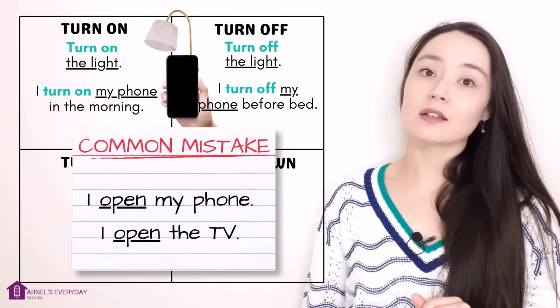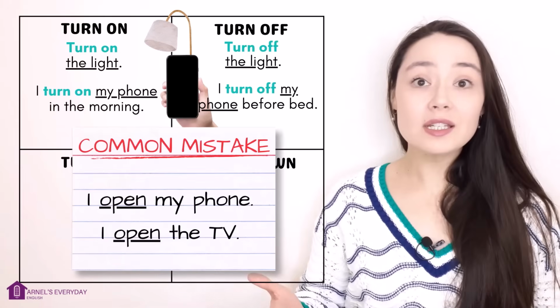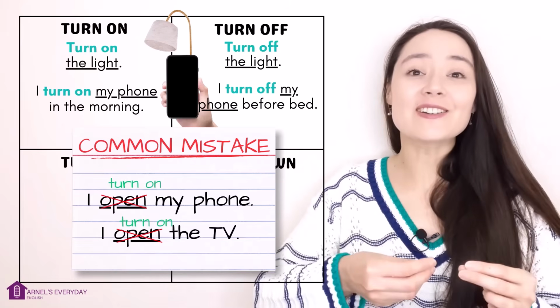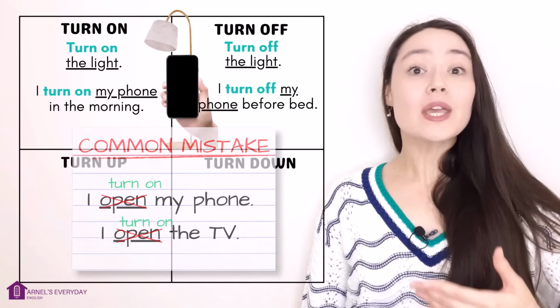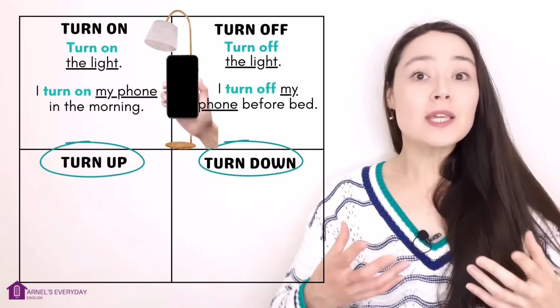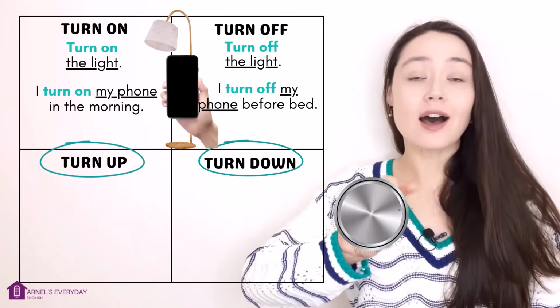Common mistake. I open my phone. I open the TV. When you give power to something, you turn it on. We can use turn up and turn down when we're speaking about how much power you give. You can use a dial.